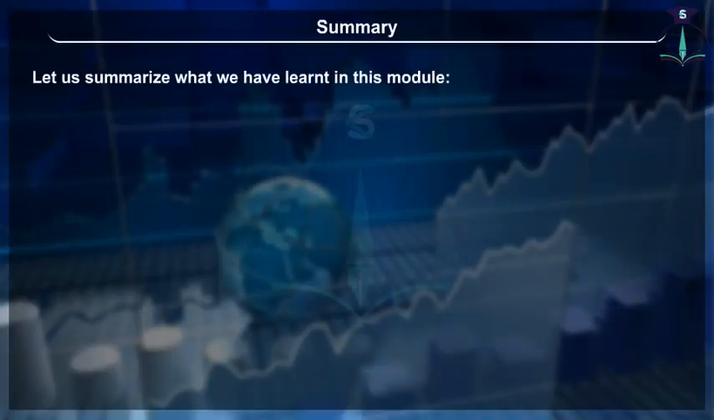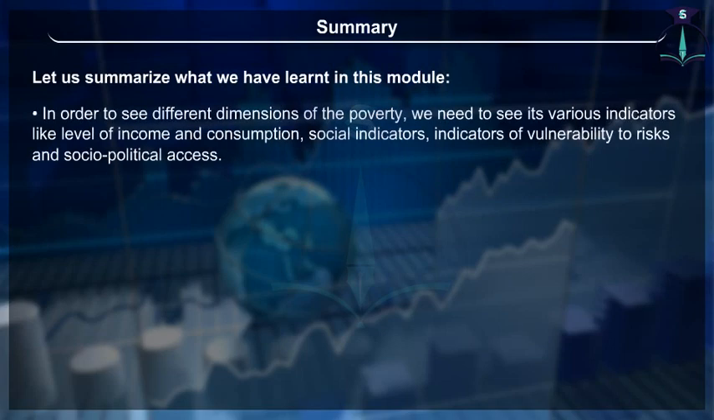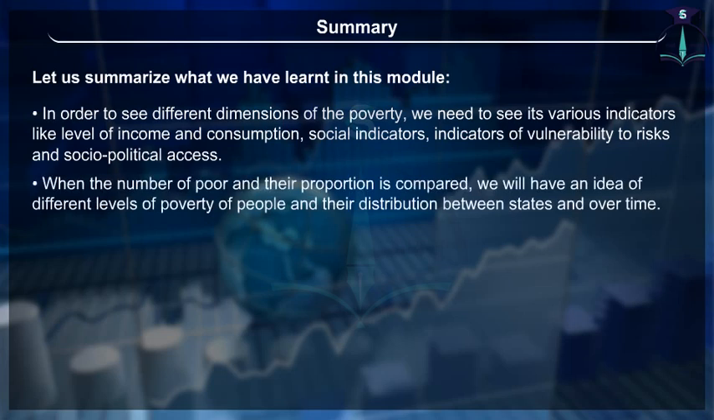Summary. Let us summarize what we have learned. In order to see different dimensions of poverty, we need to see its various indicators like level of income and consumption, social indicators, indicators of vulnerability to risks, and socio-political access. When the number of poor and their proportion is compared, we will have an idea of different levels of poverty of people and their distribution between states and over time.